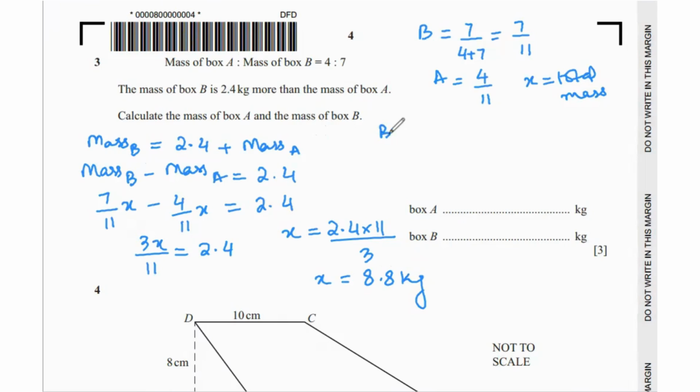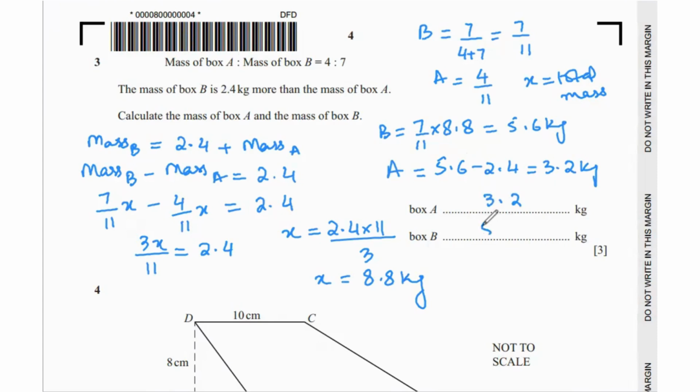So now for B, it's going to be 7/11 times 8.8, which equals 5.6 kg. And for A, it's going to be 5.6 minus 2.4, that's 3.2. So that is your answer.